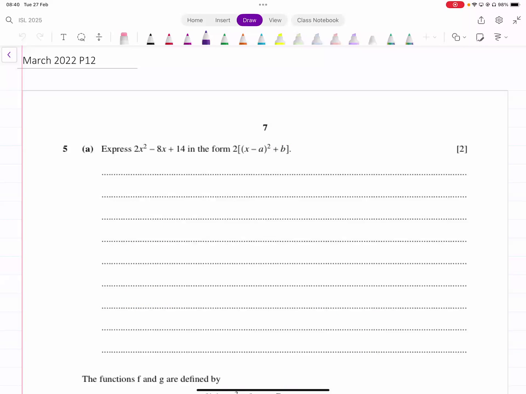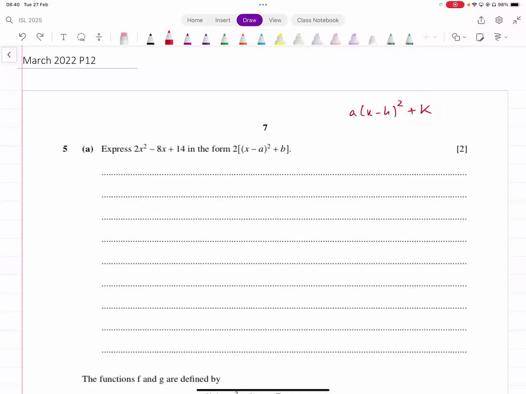Polynomials से move करें. It says express 2x² - 8x + 14 in this form. ये कौन सी फॉर्म है? ये कंप्लीटेड स्क्वायर फॉर्म है. Is it the standard form? स्टैंडर्ड फॉर्म नहीं है. स्टैंडर्ड फॉर्म में क्या होता है? a × (x - h)² + k. जो कांस्टेंट होता है ये बाहर होता है. यहाँ पे कांस्टेंट भी अंदर है, उसने ब्रैकेट ओपन नहीं किया बेसिकली.